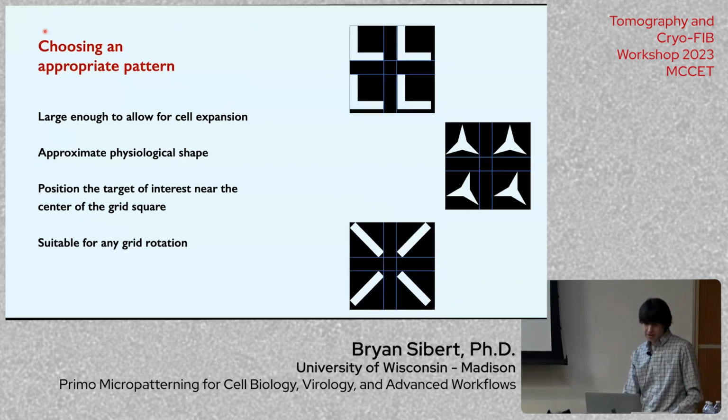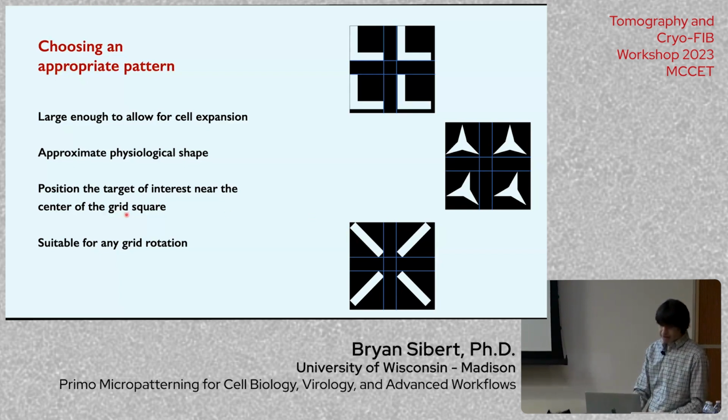Choosing your pattern is probably one of the two most important choices that you will make. It needs to be large enough for your cell to expand. And if you don't want to perturb your cell, you probably want it to be the approximate physiological shape. HeLa cells spread out like little triangles, so we often use these star or triangle shapes. But some of the airway epithelial cells we use tend to grow out very long, so we'll use long lines that allow them to maintain their normal shape within the pattern.